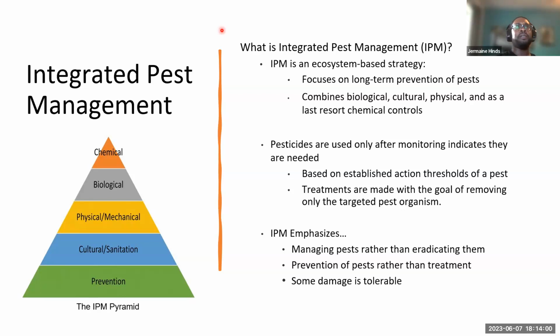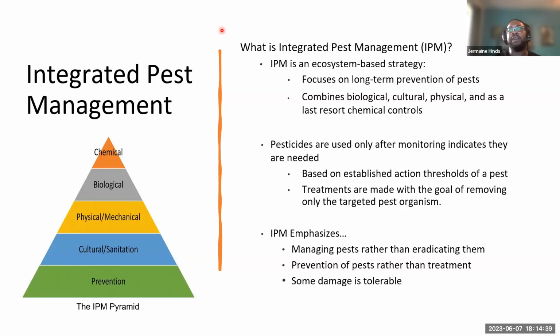Under integrated pest management, it's combining multiple methods of control. That includes biological control, cultural controls, physical controls, and as a last resort, chemical controls. Pesticides are only used after monitoring indicates they're needed. So again, IPM is based on comparing pests to thresholds and then using that to come in with something reactive like a pesticide. These are based on established thresholds, typically from an extension, or you can develop them yourself.